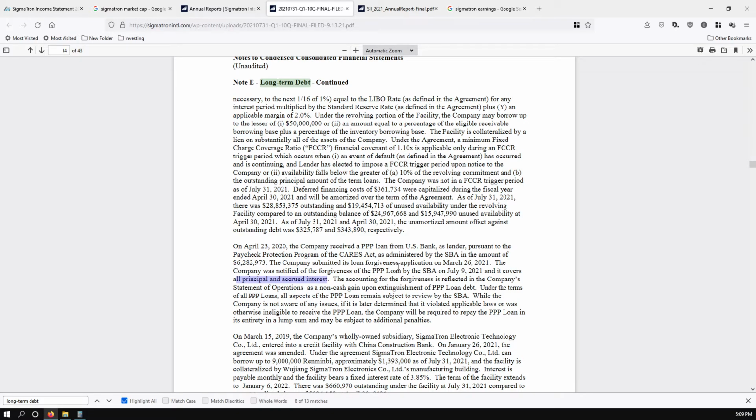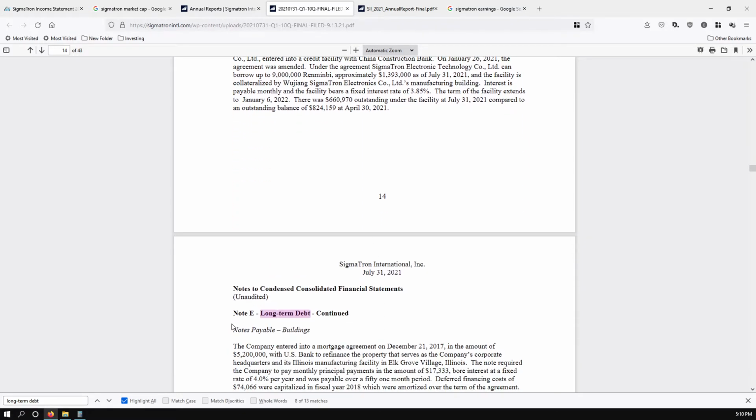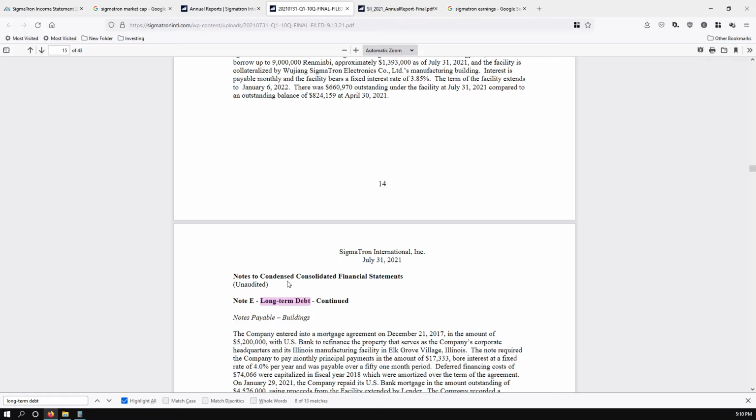So they received the loan, they're supposed to pay it back, so they probably wrote that off on a prior statement, and they don't have to pay any of the principal or accrued interest back. So then they recalculated that into their profitability, and it showed that this quarter was much more profitable than it otherwise would have been.